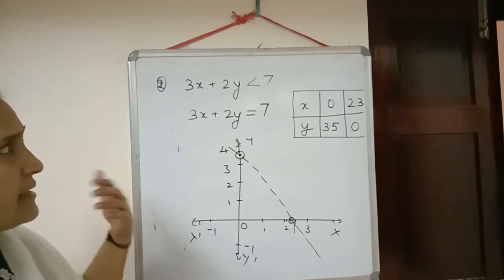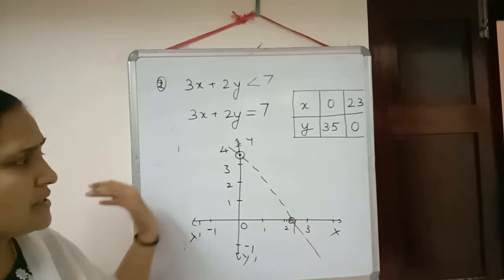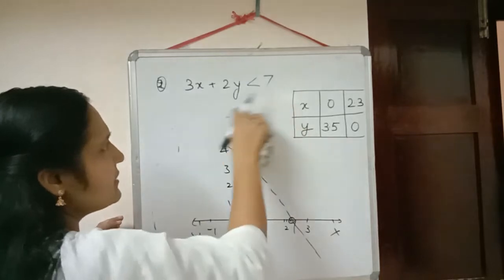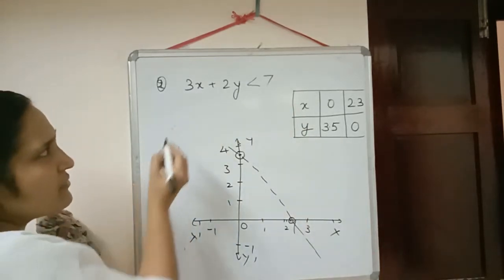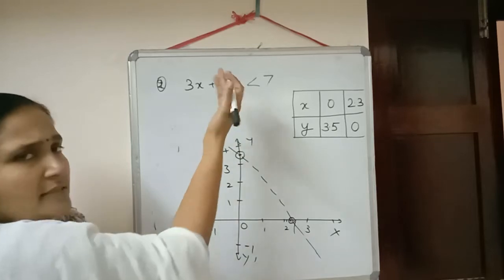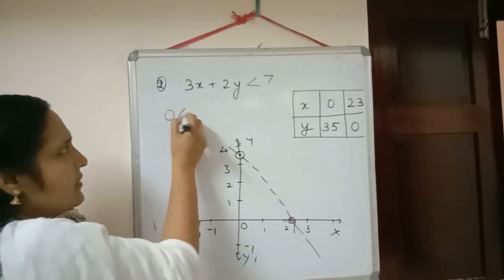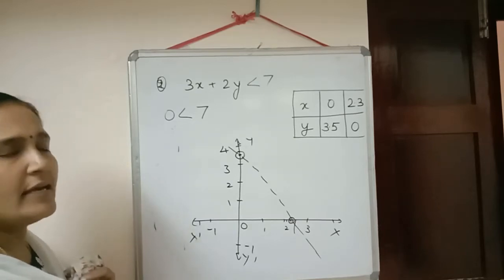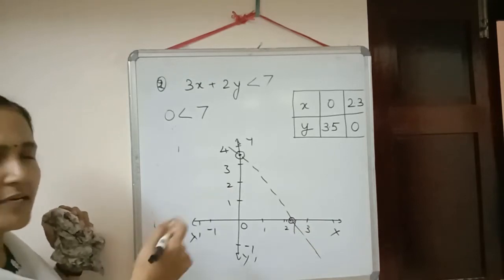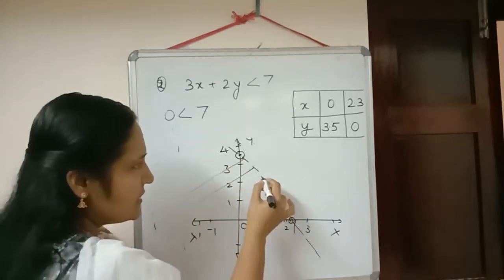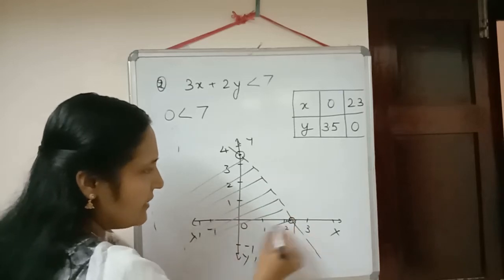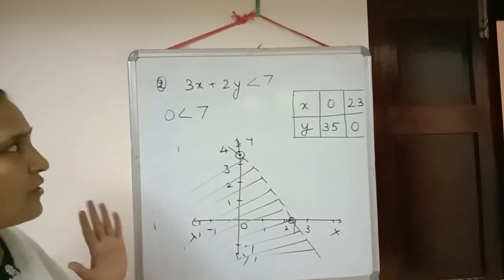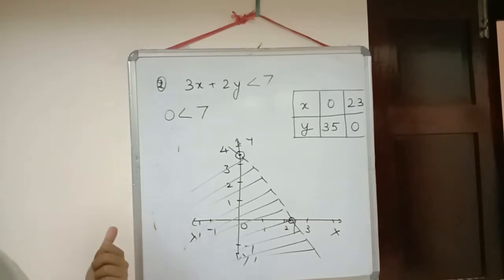Now we have to check whether the solution region will be on the side of the origin or on the opposite side of the origin. So for that, substitute x equal to 0 and y equal to 0. What will come? 3 into 0 is 0, 0 plus 0 is 0. So we are getting 0 less than 7. Is it correct? Yes. So if it satisfies, the solution region will be on the side of the origin. So just draw the solution region. Either you can draw it in this way, or if you want you can shade it also. It depends on you what you want to do. So I hope these questions are clear to you.